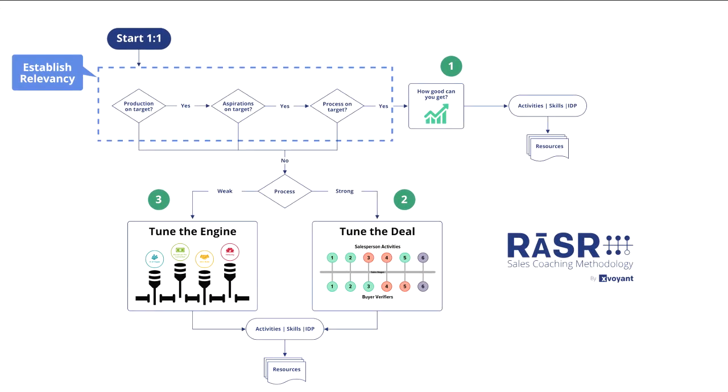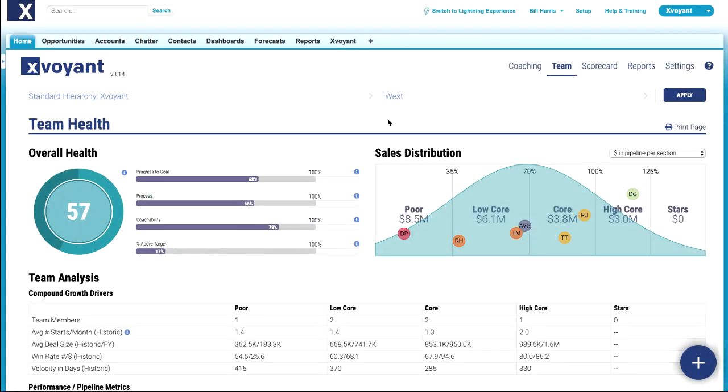So this is our RASR sales coaching methodology. Now we will jump into Xvoyant and show you exactly how you will be able to find out if your salespeople's productions are on target, if their process is on target, and where to move next from there. The first question of the RASR sales coaching methodology is: is your production on target? You will be able to see this inside of the Team tab in Xvoyant.